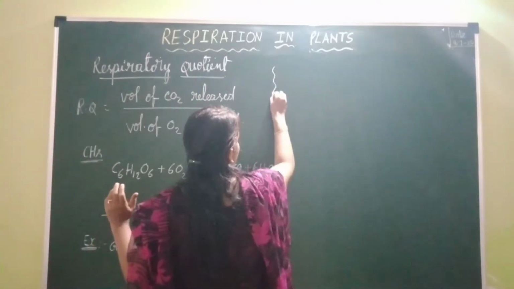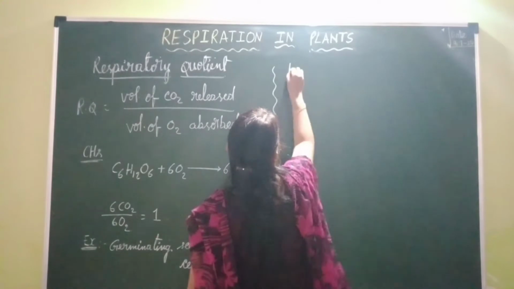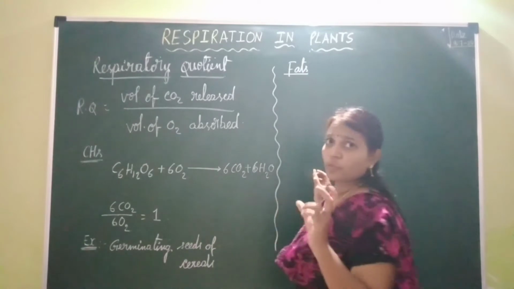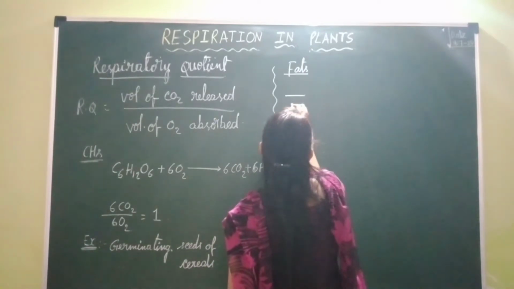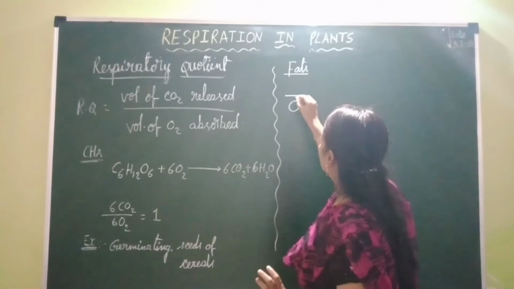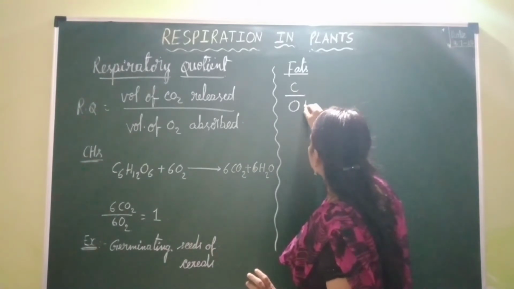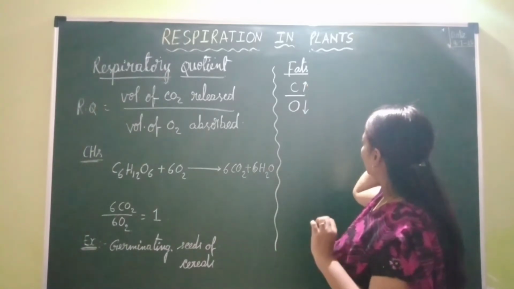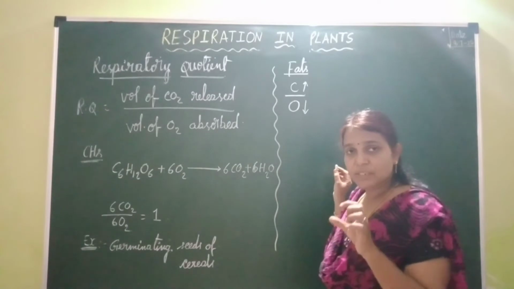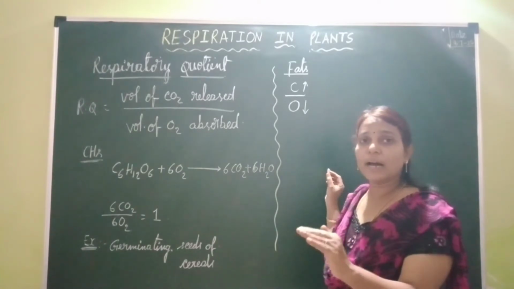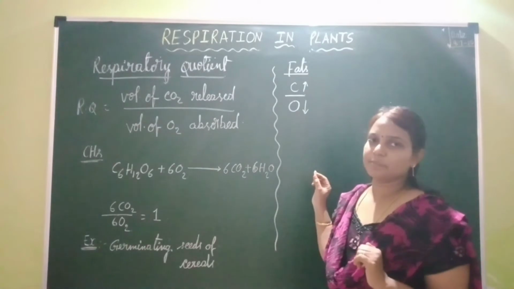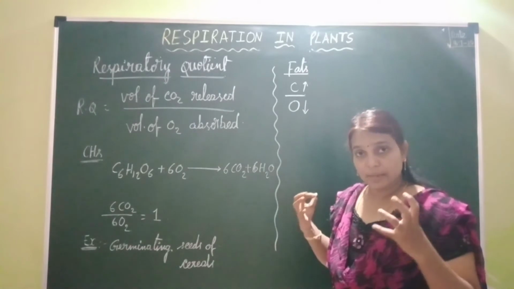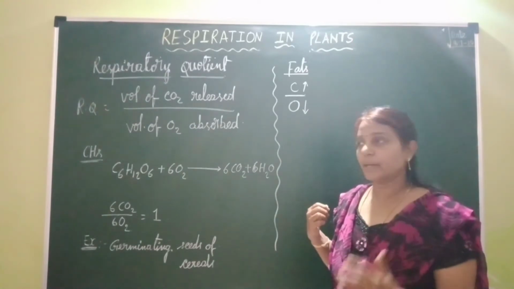Next, coming to fats, the respiratory quotient value of fats. Fats have a poor amount of oxygen. The amount of oxygen present in fats is lesser than the amount of carbon present in them. So these fats require more oxygen for the breakdown.